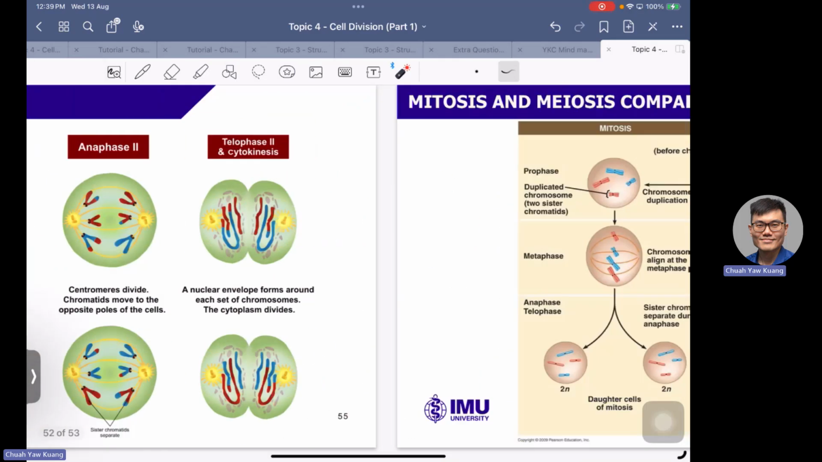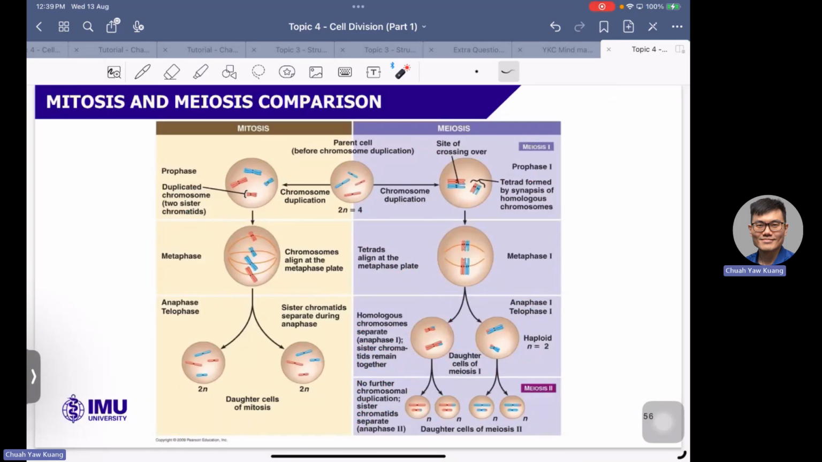One last thing is the comparison between mitosis and meiosis. There are 3 major points to compare. The first major point is the number of cells being produced. Mitosis is 1 cell producing 2 daughter cells. Meiosis is 1 parent cell producing 4 daughter cells.